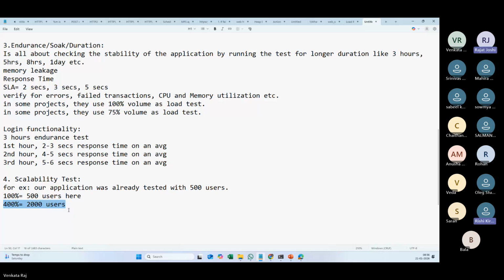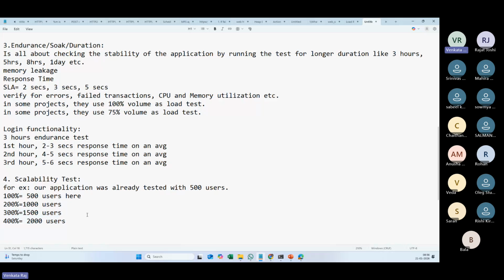Okay, so we'll gradually increase. That's the reason, if this test is successful, immediately, maybe the next day or later in the day, you need to run a test with 1000 users, and then maybe if this is also successful, you need to run a test with 1500 users. If this is also successful, then you need to run with the next number of users.